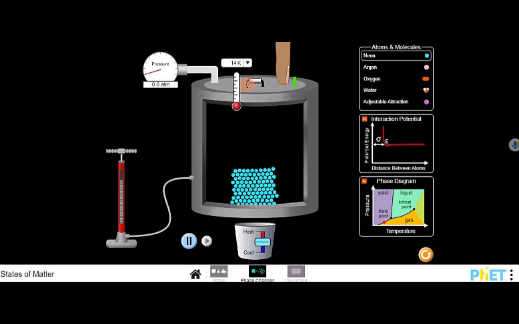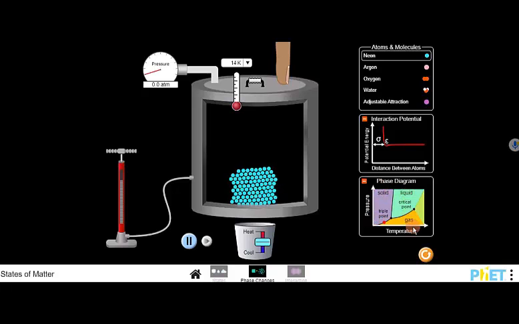You can see what will happen to the pressure if the temperature increases. And you can also see there is a relationship on the graph between the distance between the atoms and the potential energy. If potential energy increases, what happens to the distance between the atoms? Similarly, there is the phase diagram which you have been teaching in class 11 and 12, and those of you who have already taught it know about this. There are different phases.